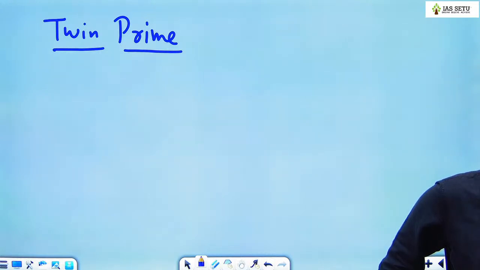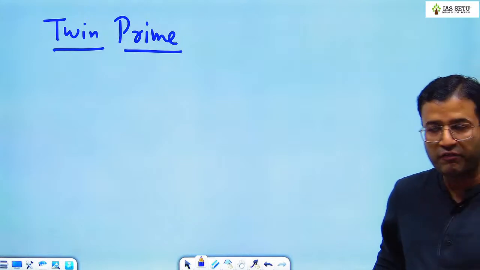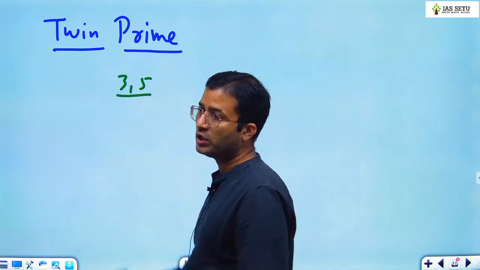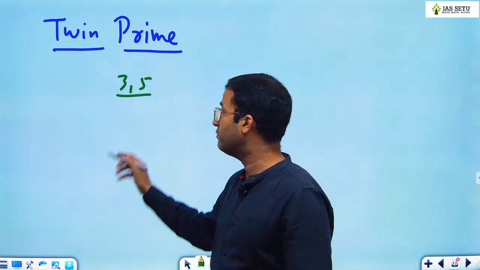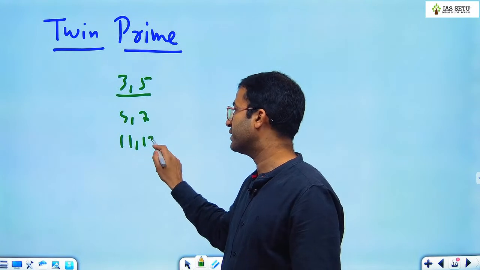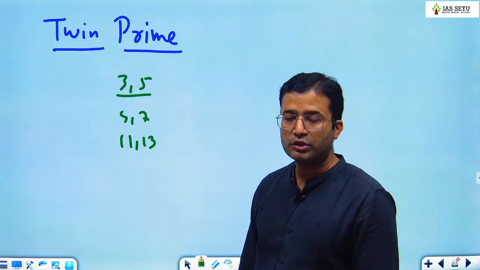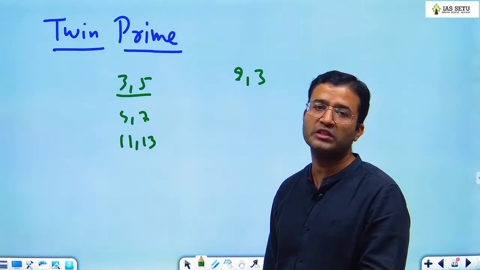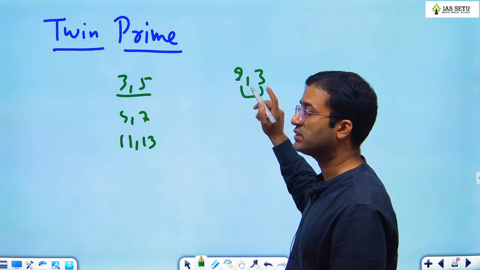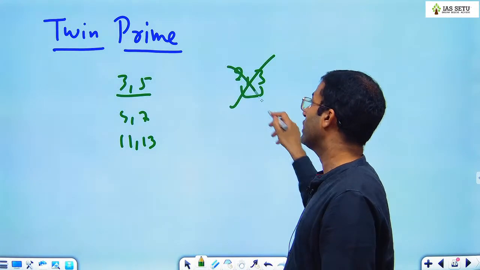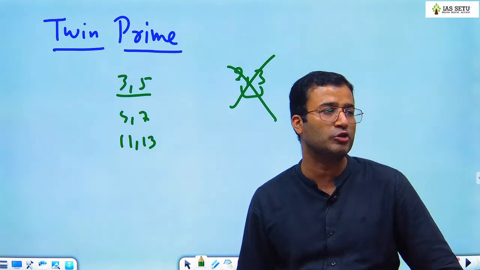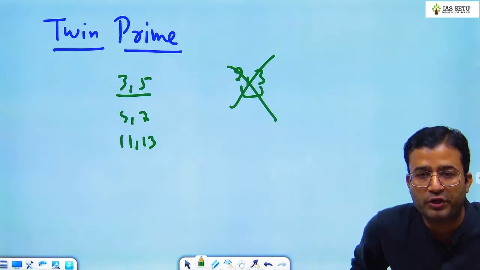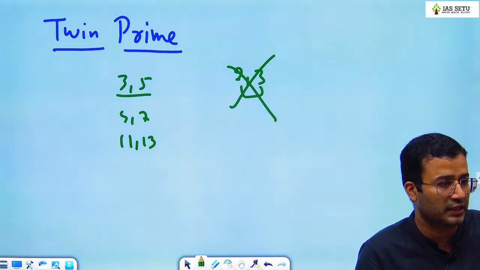Can anyone tell me an example? 3 and 5. 3 and 5, yes. 3 and 5 both are two consecutive prime numbers. 5 and 7, yes. 11 and 13, yes. Some students ask me, sir, 2 and 3, whether it is twin prime or not. These are two consecutive prime numbers, okay, but the difference is 1. They don't have a difference of 2. That's why we don't consider 2 and 3 as twin primes. 2 और 3 को twin prime नहीं लेते. We take 3 and 5 as twin primes because we need a difference of exactly 2.